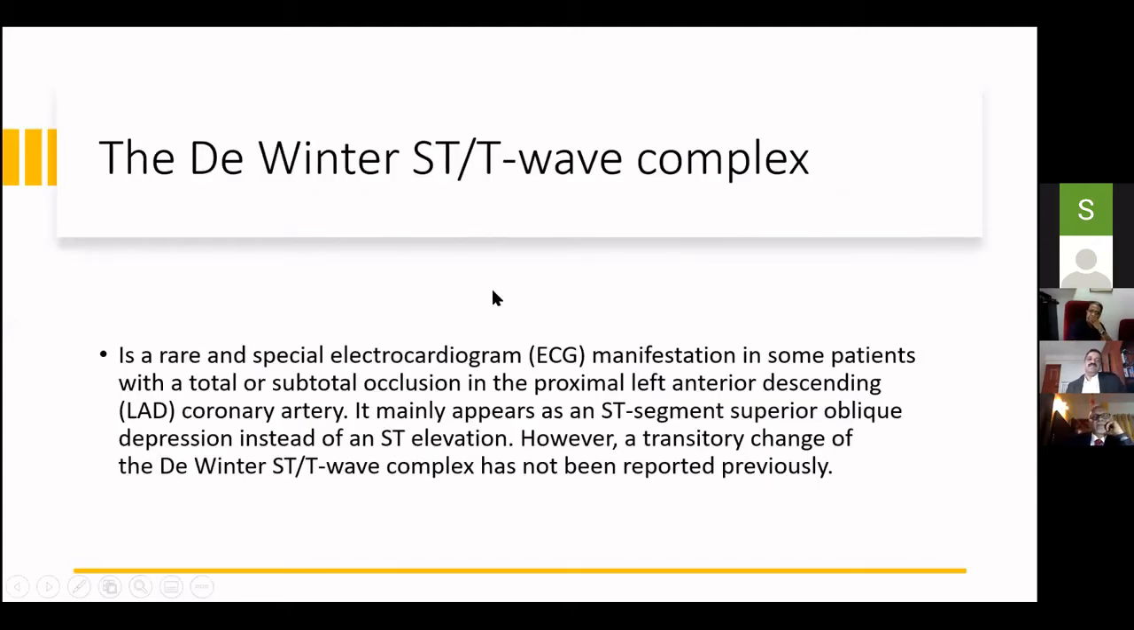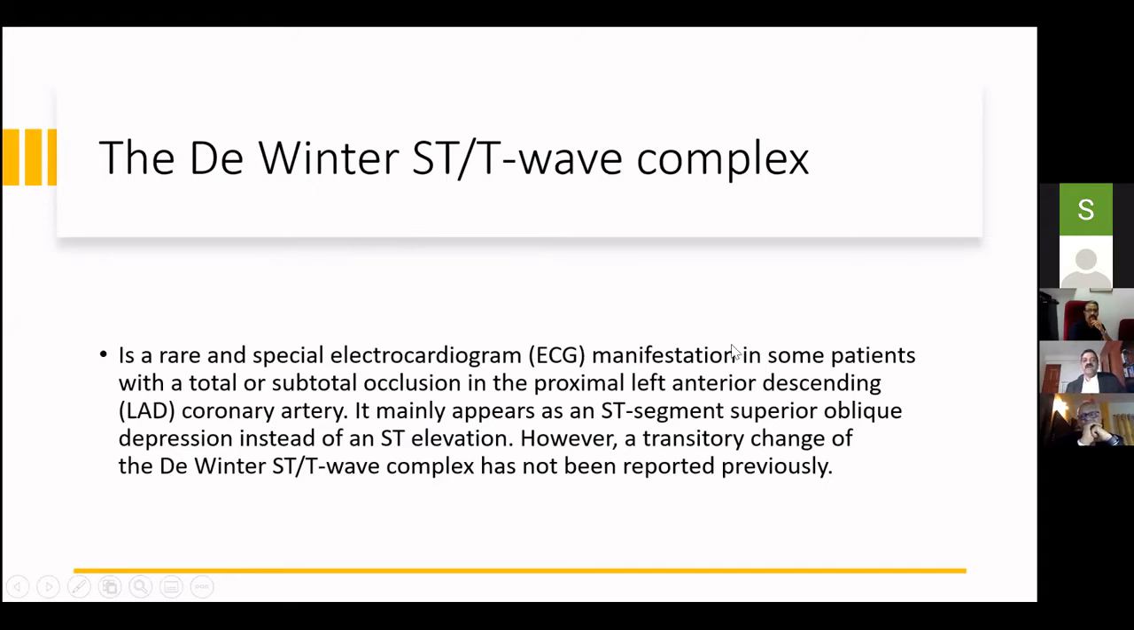There's something called the De Winter ST-T wave complex. We used to have a professor who used to say that ST elevation is not the only reason to thrombolyse the patient. At that time, we all thought, how can this be? All guidelines tell us that ST elevation is a must to do a thrombolysis. Even today that stands. But what we want to stress here is that there are sometimes scenarios where there are MIs but no ST elevation. One such thing is the De Winter ST-T wave complex.